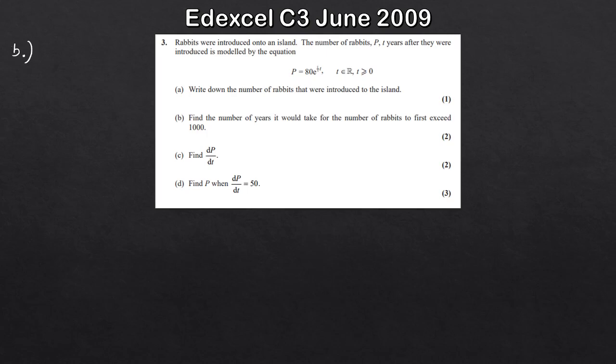So what we're looking for here is the number of years it takes for the rabbits to first exceed 1,000. So we're looking for when the population first exceeds 1,000. So what I'm looking for here is P larger than 1,000. Well, what we know is that P is equal to this equation here. So I'm just going to set up my inequality like this. That's 80e to the t over 5, or a fifth t, and this is larger than 1,000.